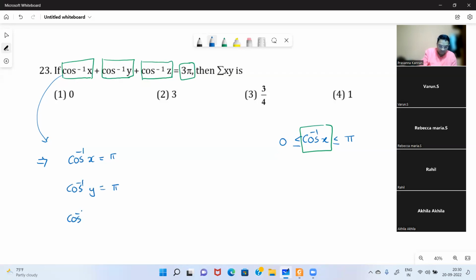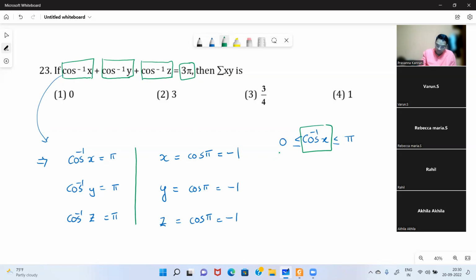Cos inverse z also must be equal to pi. Then only you will get the addition as 3 pi. Are you clear? Yes, sir. Therefore, what will be x? Cos inverse x is pi. Therefore, x will be cos pi. Similarly, y will be cos pi. Similarly, z will be cos pi. And what is cos pi? Minus 1. Cos 0 is 1. Cos pi is minus 1.